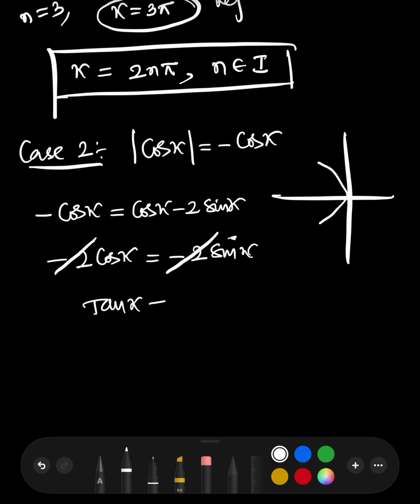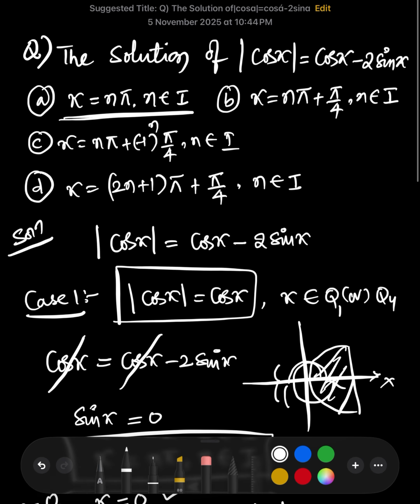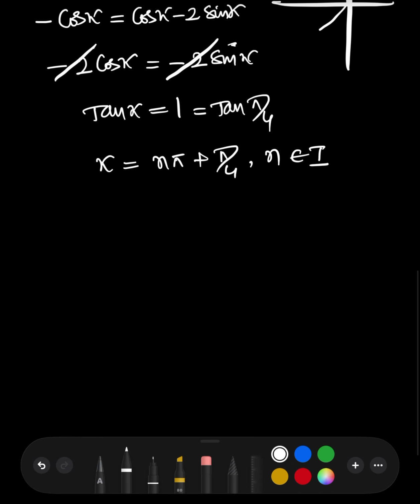So clearly minus 2 cos x equal to minus 2 sin x, both will get cancelled, and I can say that tan x equal to 1, which is tan pi by 4. So clearly x equal to n pi plus pi by 4 where n belongs to I, and there will be an option that x equal to n pi plus pi by 4 when n belongs to I. Don't think that this will be the final general solution. Let me verify with n equal to 0, that is x equals pi by 4, where pi by 4 lies in the first quadrant.